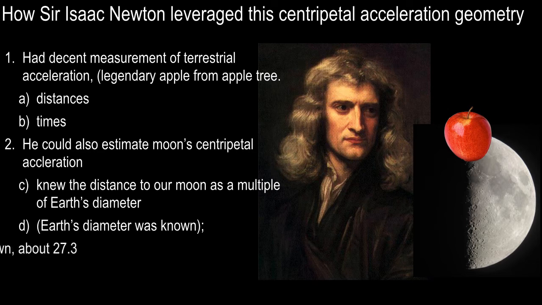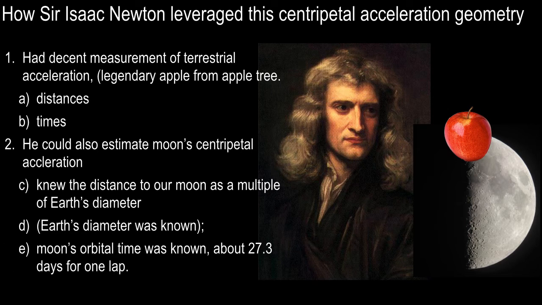And so he was able to figure out, also knowing the orbital time, 27.3 days for one full circular orbit, the moon's centripetal acceleration. Now, before we get into the nitty-gritty of that, I have a clicker question for you.